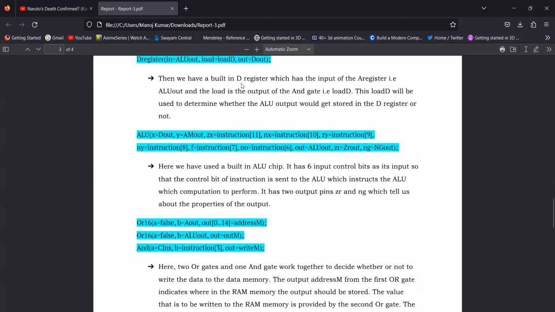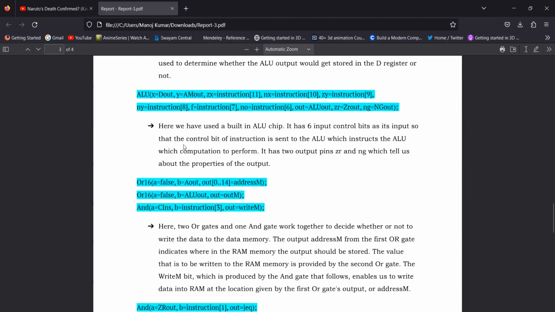Then we have a D register, which has the input from the ALU output, and the load bit. This load bit will decide whether the ALU output will be stored in the D register or not. In the next instruction, we have an ALU built-in chip, which will perform the necessary functions that every ALU chip performs. The inputs given to this ALU will be computed according to the control bits, giving us an output ALU out. The ZR and NG are the properties which define the output.